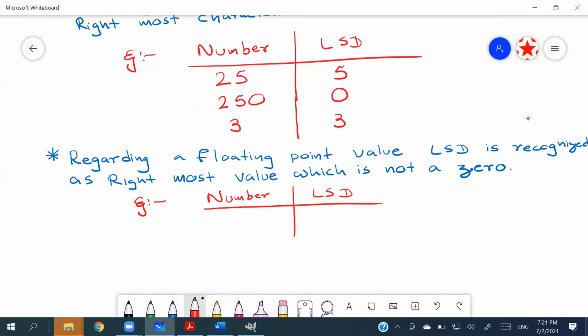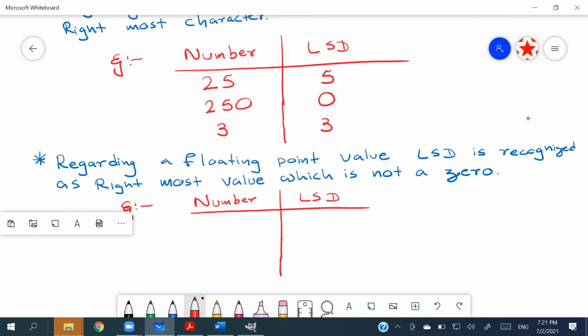Right, so the examples are going to be, yeah. Before I write the example, people just hear me out. I'll give you time to fill this up, right? Now, when it comes to floating point values, floating point value means decimal values, right?